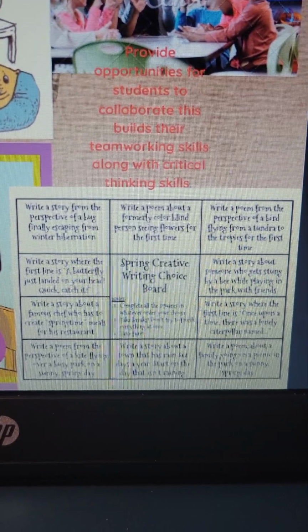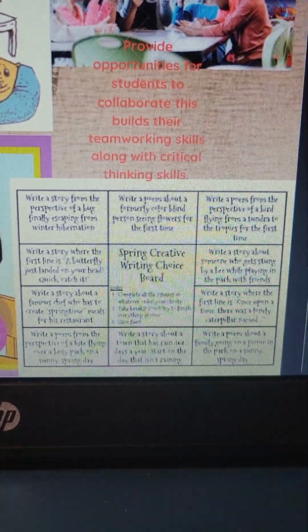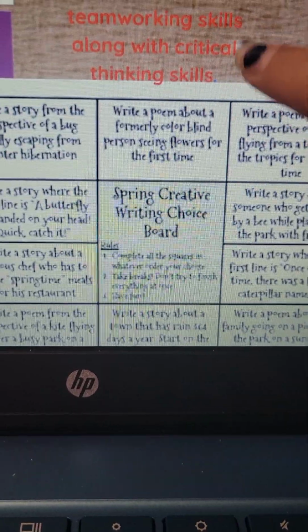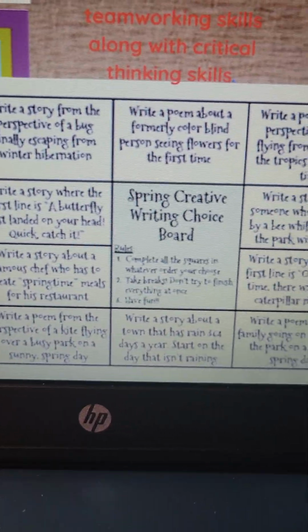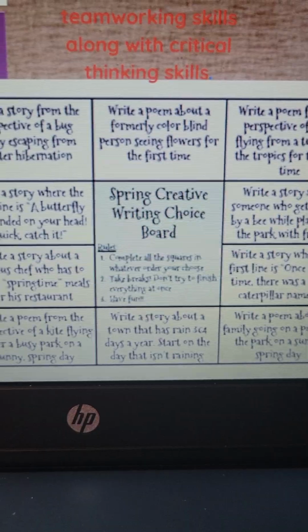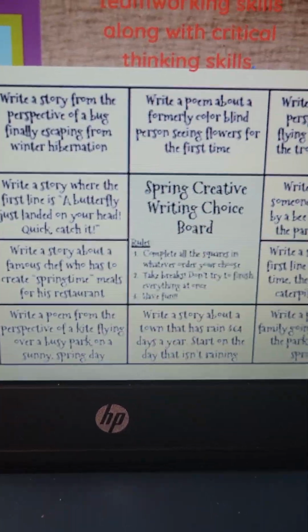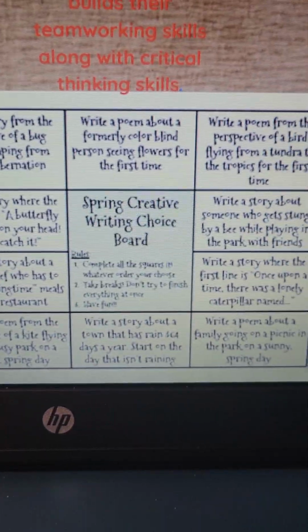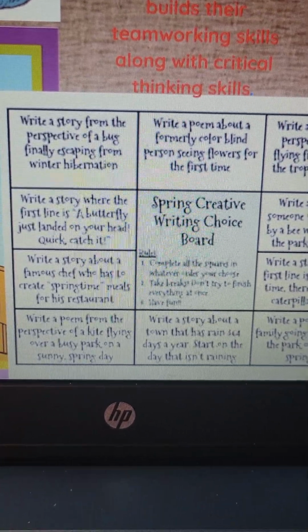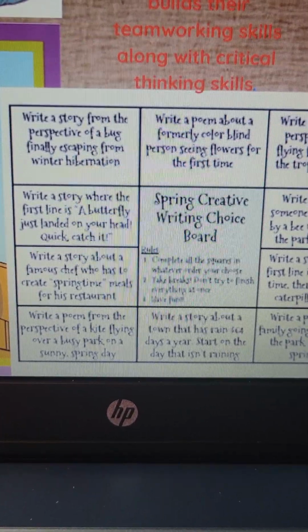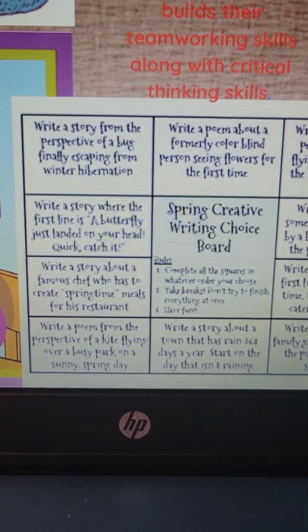And then a great thing that I think goes with all this to implement is a creative writing board, where you have different choices of things they can write about, and then you let the students choose. You would try to get them to do the whole board, to not just do one or the same one over and over again, but to try different ones.